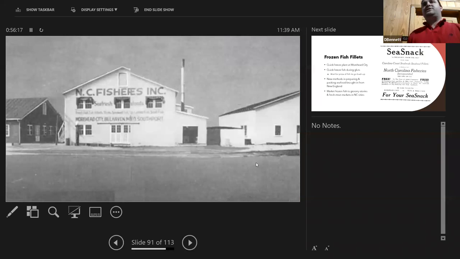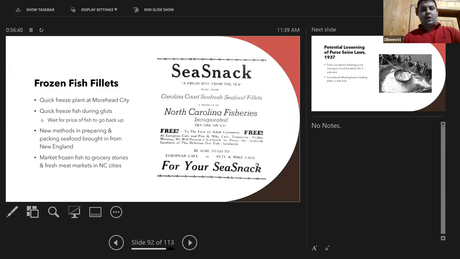Now, one of the things that arose during the Great Depression, where they tried to answer this problem with mullet flooding the market, was the North Carolina Fisheries Incorporated, which was a cooperative commercial fishing movement within North Carolina that was based out of Morehead City, but had branches all throughout eastern North Carolina.